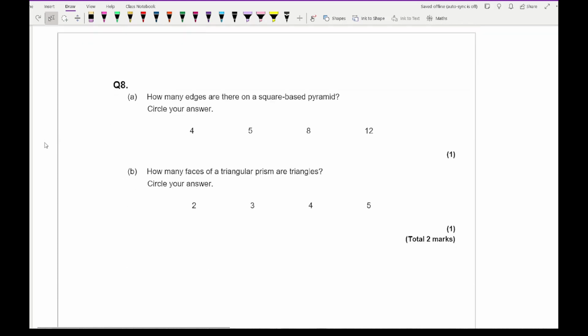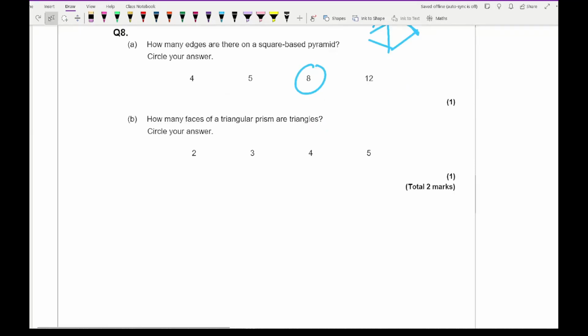Then moving on to question 8, it says how many edges are there on a square-based pyramid? So again, you could either just quickly do a little sketch and count the number of edges there are, but you should have an answer of 8. Then for question 8b, it says how many faces of a triangular prism are triangles, and that's going to give me an answer of 2.